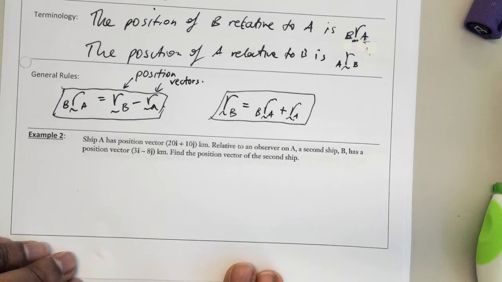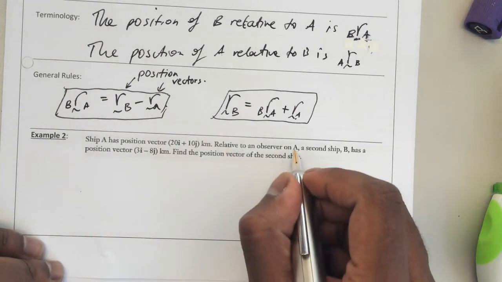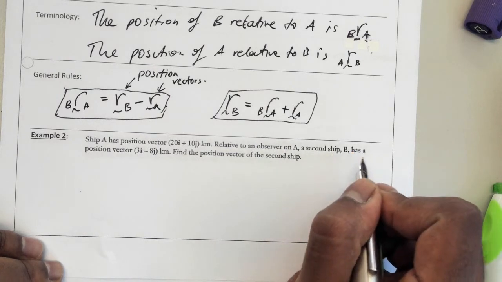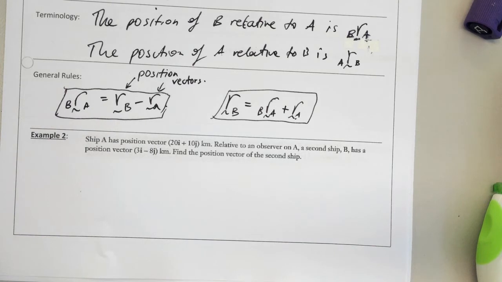Alright, a ship A has position vector of 20i plus 10j. Relative to an observer on A, a second ship, B, has a position vector of 3i minus 8j. Find the position vector of the second ship. So, relative to the observer on A, B from him or her was 3i minus 8j.